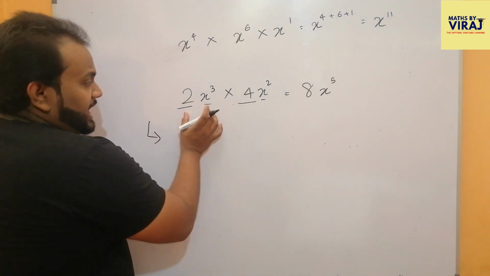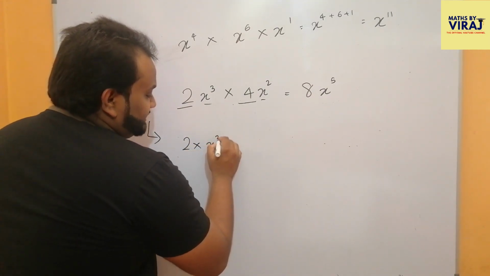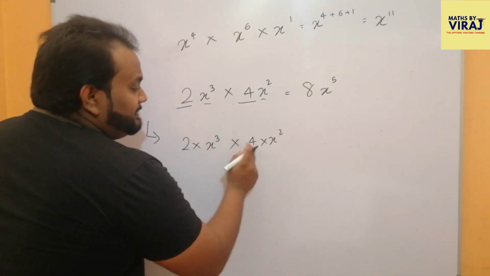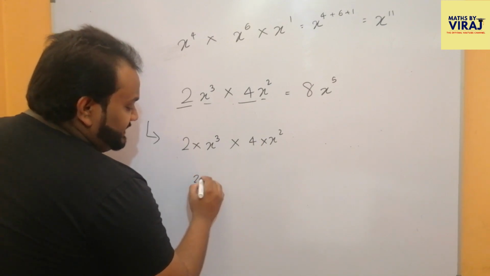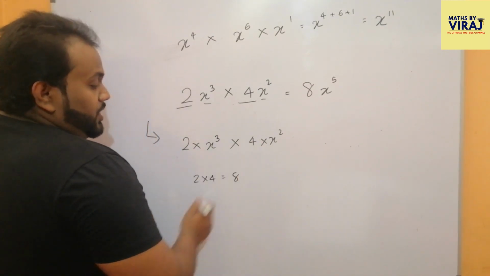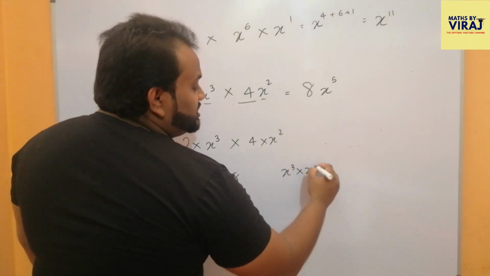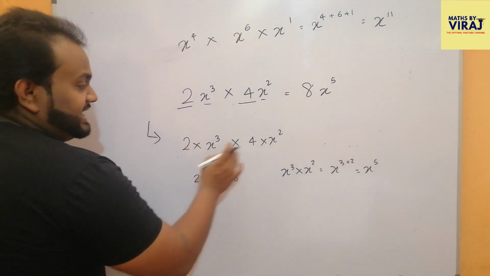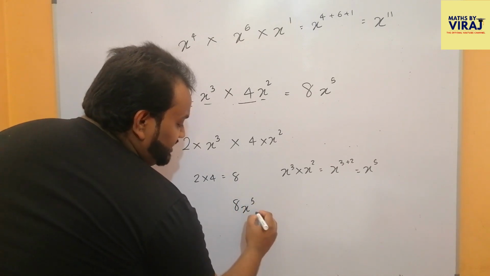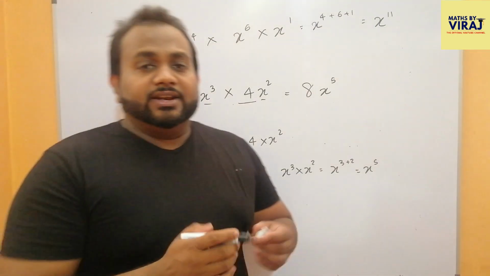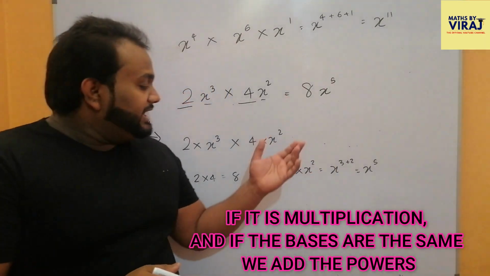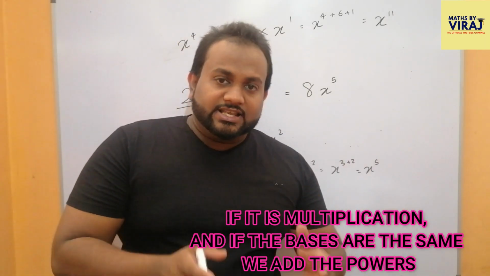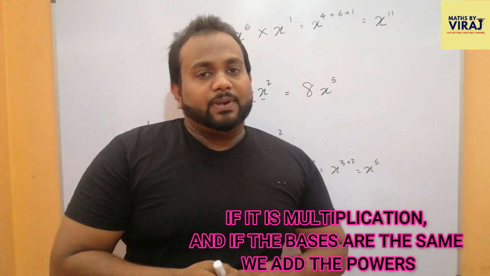Again, in another method, I could write this as 2 into x to the power 3 multiplied by 4 into x to the power 2. I can simply multiply the two numbers, which gives me the answer 8. When I multiply x to the power 3 and x to the power 2, what I get is x to the power 5. Therefore, I can easily write this as 8x to the power 5. So children, even if you have numbers and variables together, the rules are the same. During multiplication of indices, when the bases are same, we add the powers.